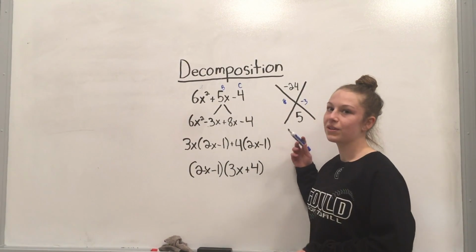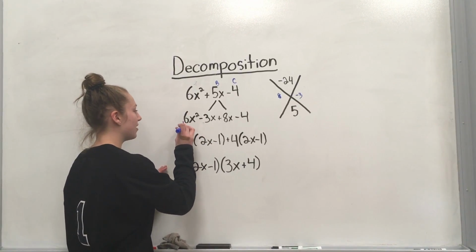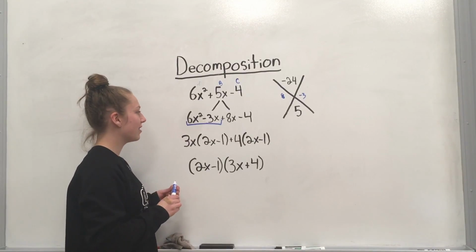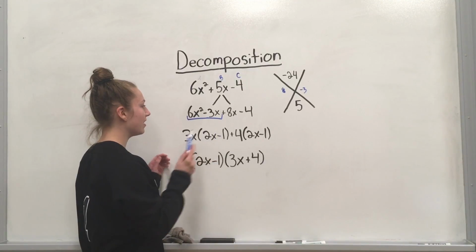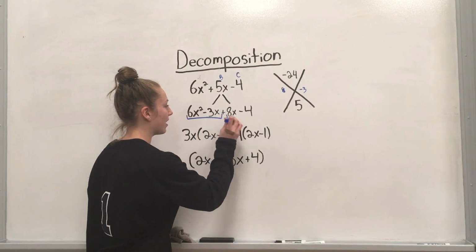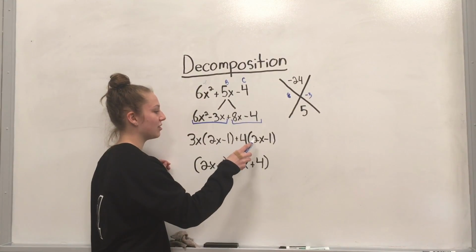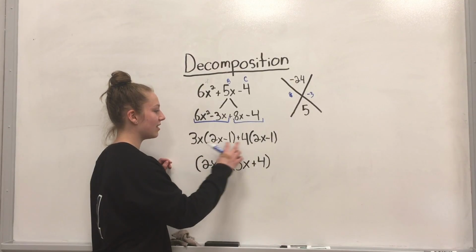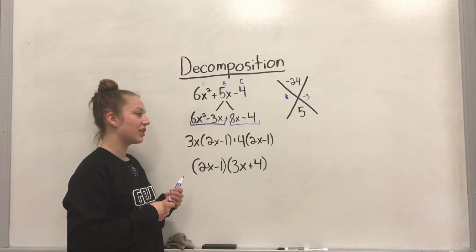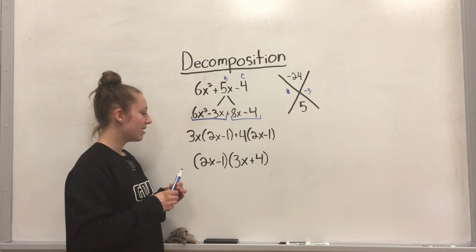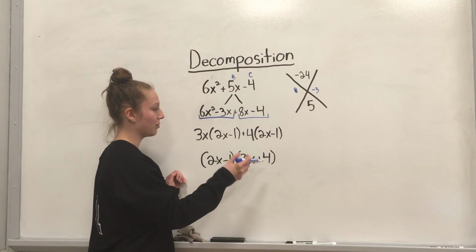So you would do something called factor by grouping. So you would do 6x squared and negative 3x, so that would be 3x parentheses 2x minus 1, and then 8x and negative 4, which factors into 4 parentheses 2x minus 1. As you can see, these two groups are the same, which if it's not the same, you should go and check your answer because it might be incorrect. So the answer for this would be 2x minus 1, parentheses 3x plus 4.